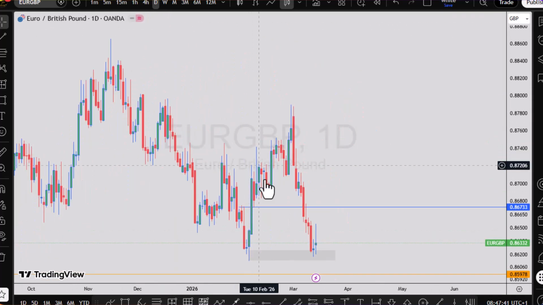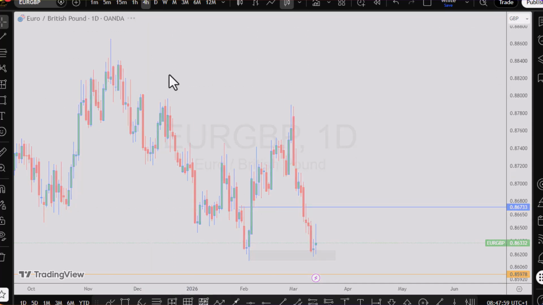On the day chart you can see we have a lot of sales in this market. So next week if price should rally up, the key level structure we ask at the price of the 0.86733 may be a point of interest for sellers next week. Yes, maybe a point of interest.